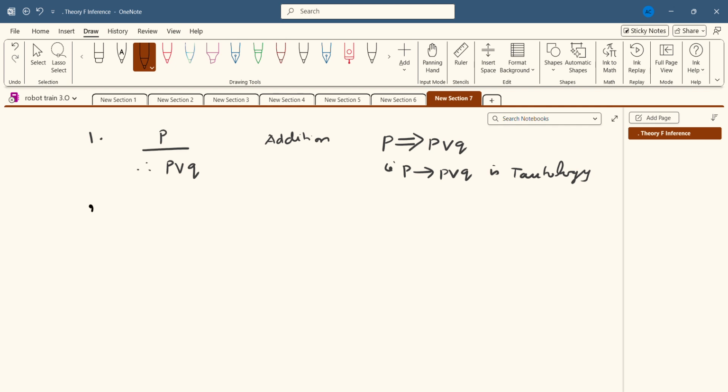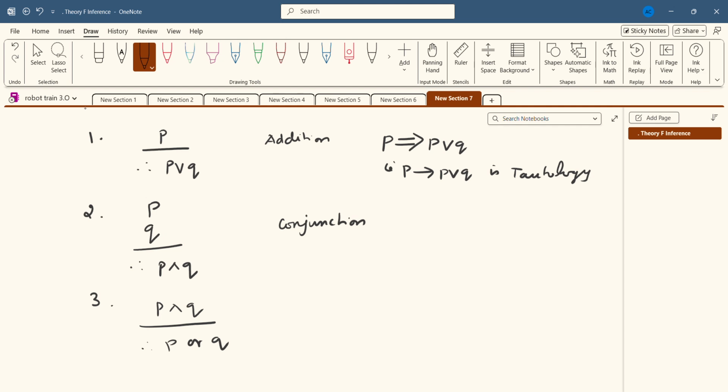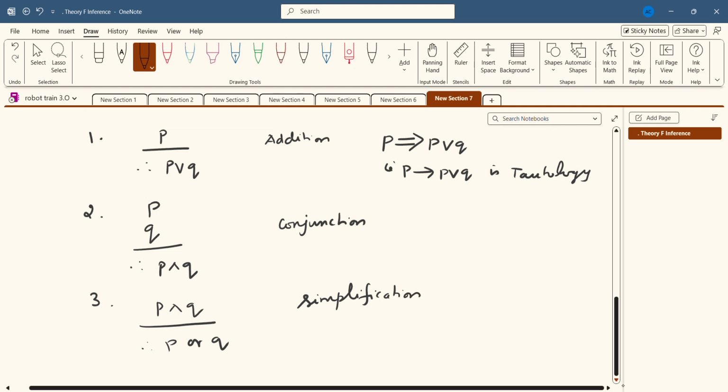Second rule of inference. You should remember all these things. Here the set of statements is P, Q. Therefore, the conclusion is P conjunction Q. This rule of inference we call conjunction. You have to remember this. Third one: P conjunction Q. Therefore, the conclusion is P, or Q. The name of the rule is simplification.